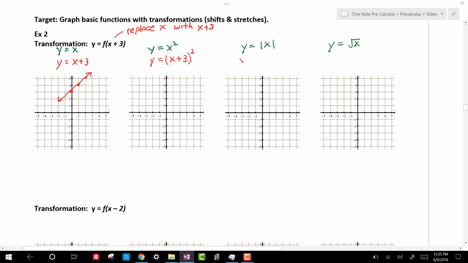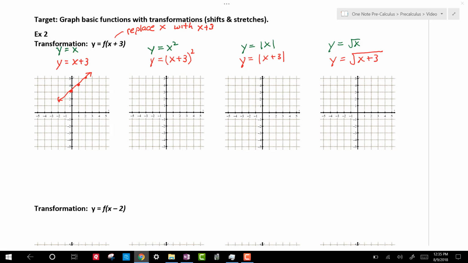Same thing on the next one. We're going to take out the x, and we're going to replace it with x plus 3. And then y equals the square root of x plus 3. This time the x plus 3 is inside of the operation here. Okay? So let's go take a look at the parabolas here.